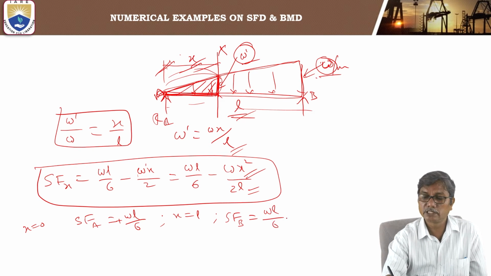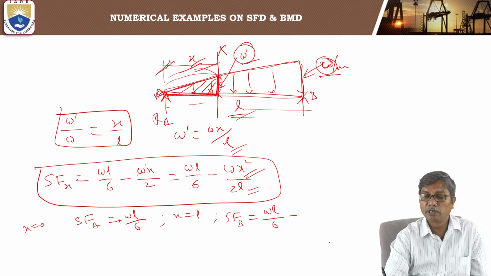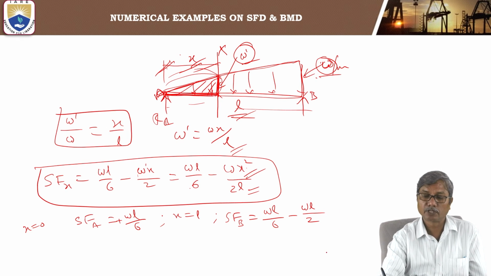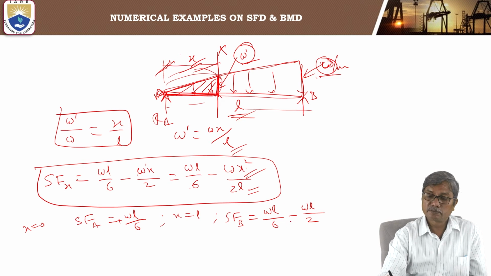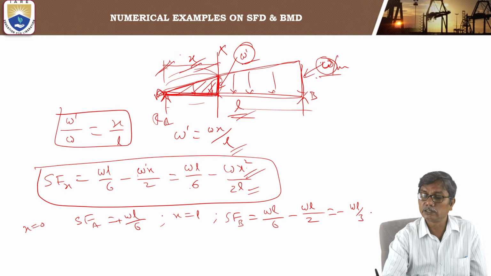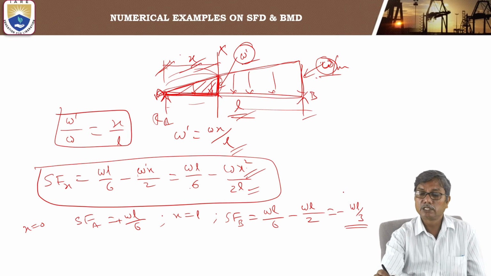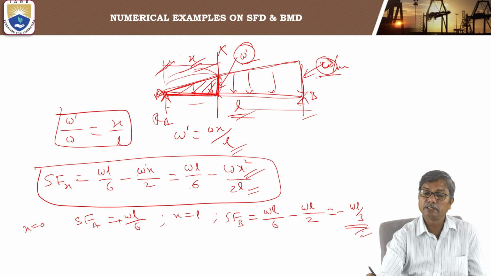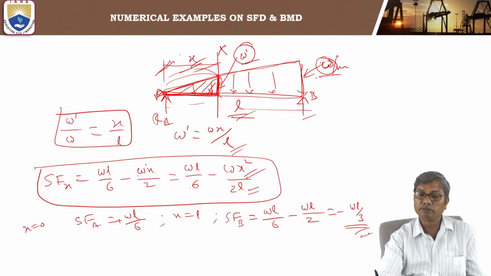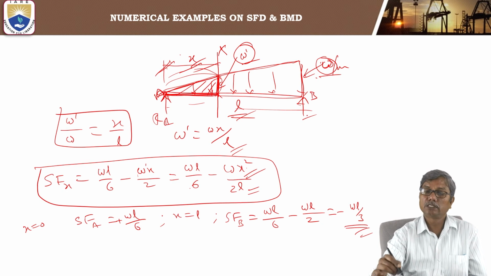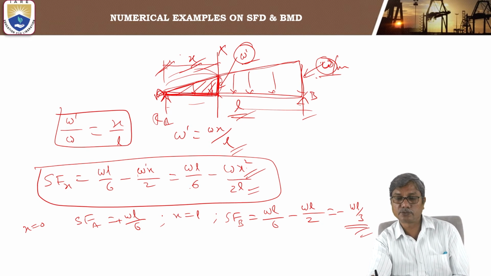So WL by 6 minus, replace L by x by L. So you will have WL square by 2L or WL by 2. Okay, WL by 6 minus WL by 2 is minus WL by 3, negative. So the shear force at B is negative because it is nothing but the reaction at B. It is right side acting upwards, so it is negative shear force at B.